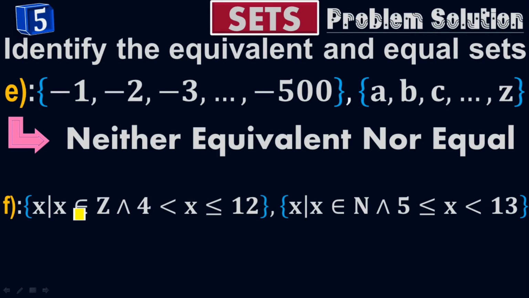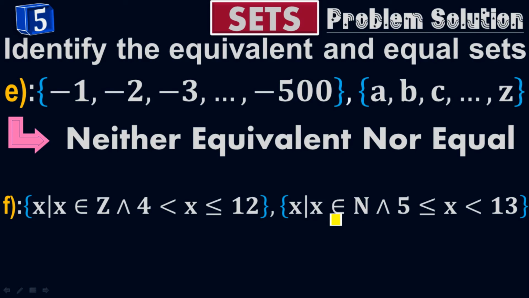If you look at the first set, here x belongs to integer. But what integer? Positive integer, where on one side x is greater than 4, on the other side x is equal to or less than 12. The next integer which is greater than 4 is 5, which means that the starting value will be 5 and the last value will be 12 because x is equal to or less than 12. We're going to have 5, 6, 7, 8, 9, 10, 11, 12.